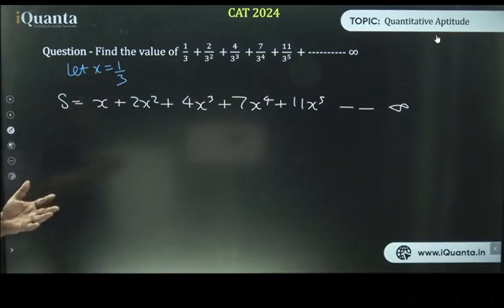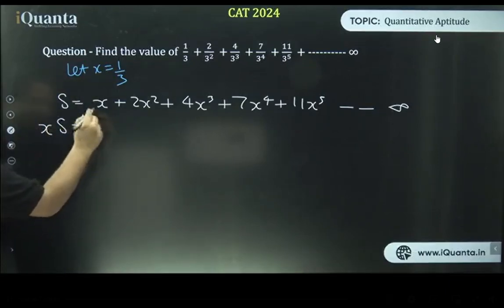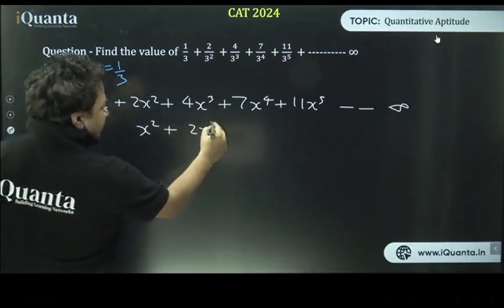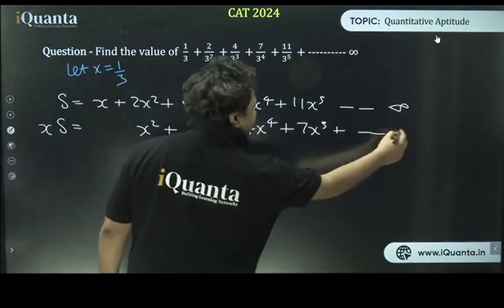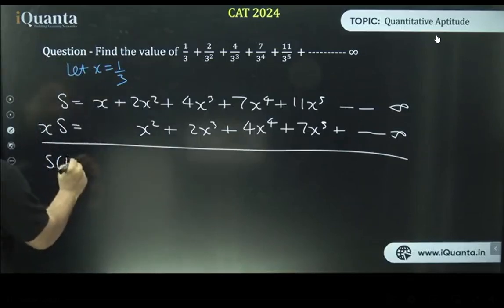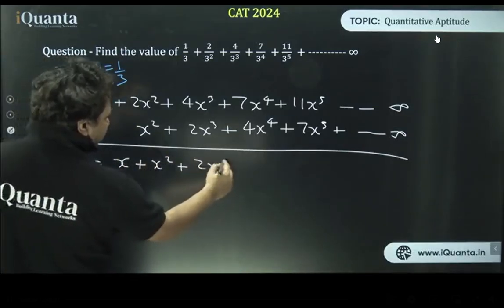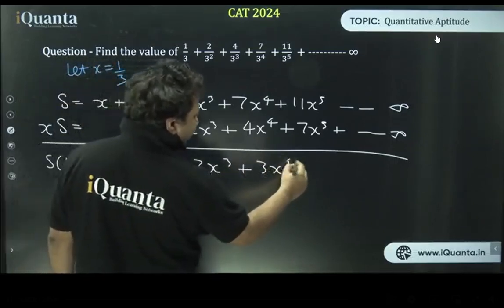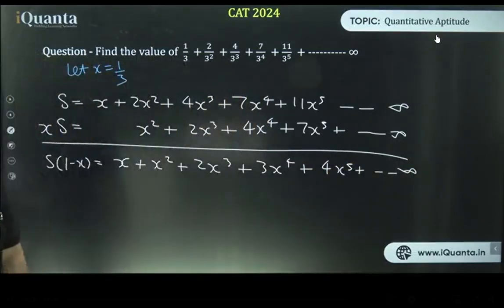क्या करेंगे भाई? सेम चीज जो पहले करते आ रहे थे. Let's multiply both sides by x. We have x's here. This becomes x square plus 2x cube plus 4x to the power 4, 7x to the power 5 till infinity. Let us subtract. If we subtract, we get s times 1 minus x on left hand side and right hand side, we get x plus x square plus 2x cube plus 3x to the power 4 plus 4x to the power 5 and so on. दो बार करना होगा शुभांकर. Exactly.